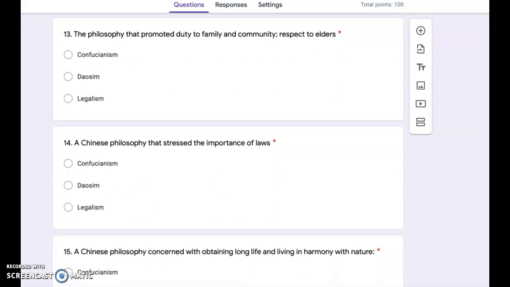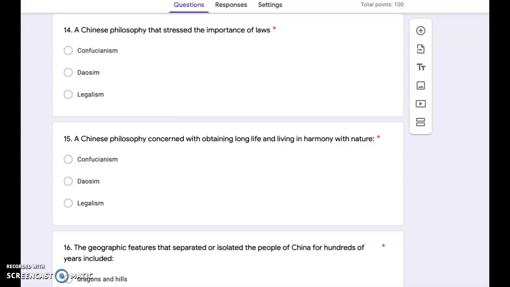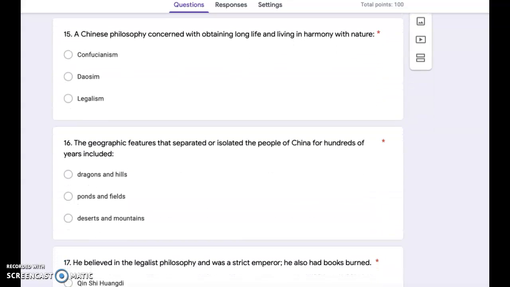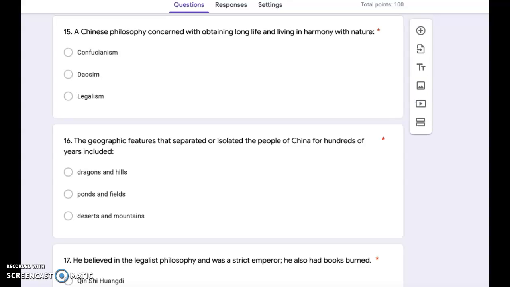Number 13, the philosophy that promoted duty to family and community, respect to elders, Confucianism, Taoism, or legalism. Number 14, a Chinese philosophy that stressed the importance of laws, Confucianism, Taoism, or legalism. Number 15, a Chinese philosophy concerned with obtaining long life and living in harmony with nature, Confucianism, Taoism, or legalism.